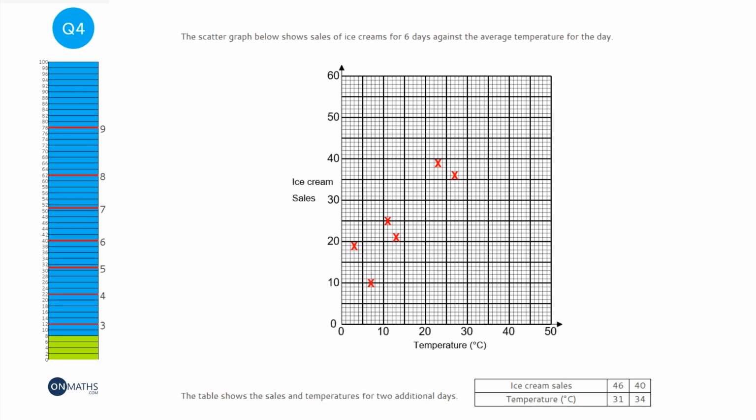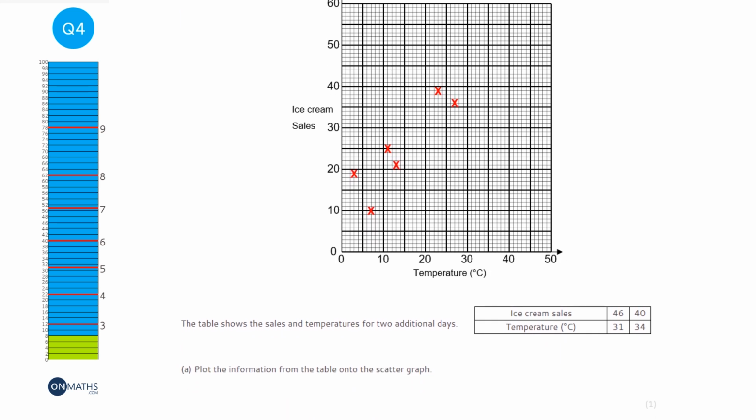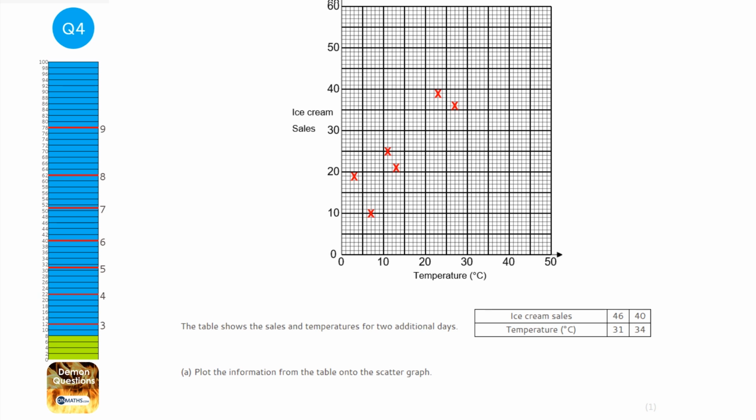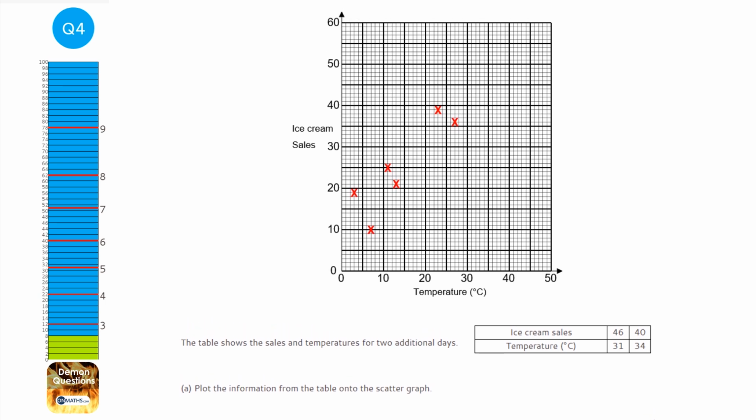Okay, so we've got a scatter graph question, and the first question asks us just to plot the information from the table into the scatter graph. So we've got ice cream sales at the top and temperature at the bottom, which is not kind of the same way around as on the graph, so we've just got to be careful. So the ice cream sales are 46, which is here on the scale, and the temperature is 31, which is here on the scale. Just check that you're looking at the scale correctly. So we're looking about, let's have a look, about here.